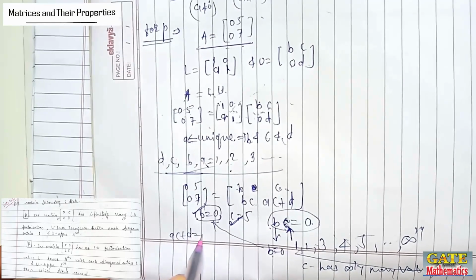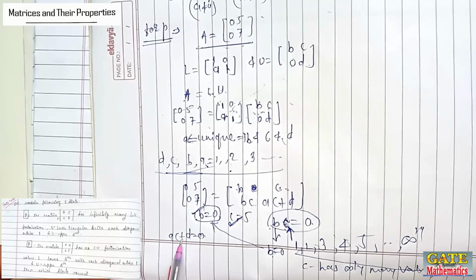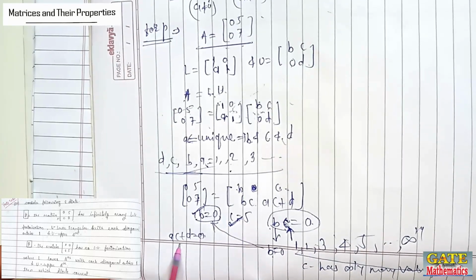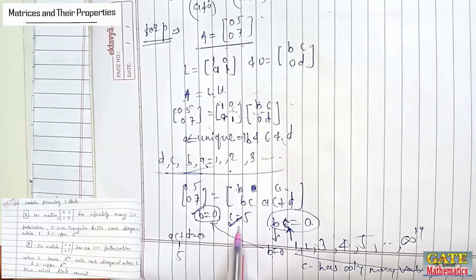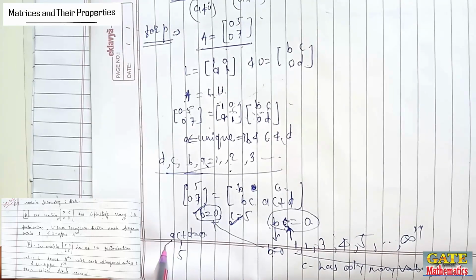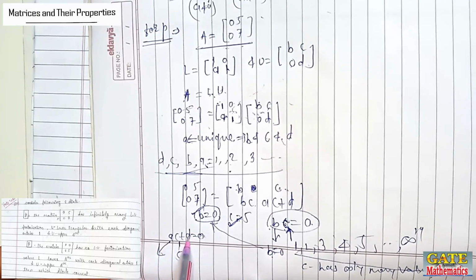So AC plus D is equal to 0. If B is 0 and C is 5, which is given, now what is the value for A? Is there any value for A? No, we still didn't get the value for A here. The value for A depends on the remaining value.